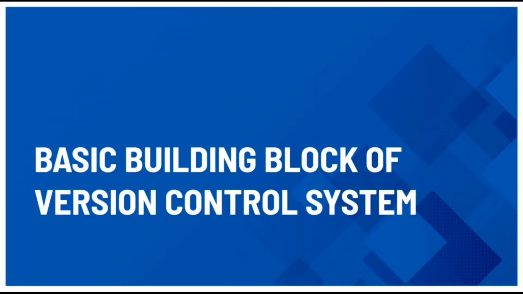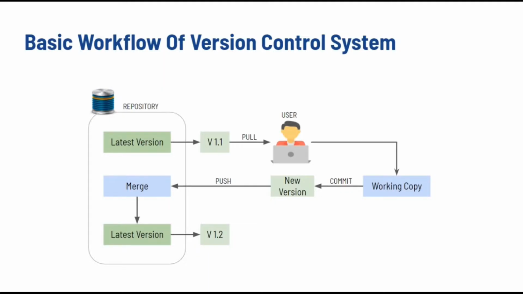Hi, in this lecture, we will see the basic working flow for any version control system. Version control systems have an online server, usually called a repository, which holds the latest version of the software that you are working on. Here is the diagram. You can see that a user can access the older version v1.1 of a file. This accessing is known as pull in version control.